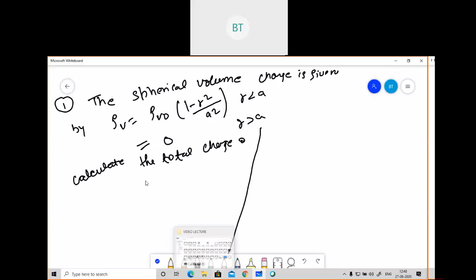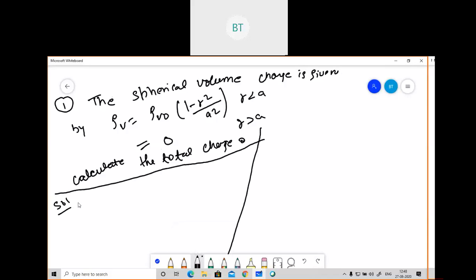See, this was a problem. Whenever you get a problem based on line charge or surface charge, just apply the formula. What formula have we learned? Q equals the integral of rho v dv. If anybody has any idea in this question, can anybody suggest what to do after this step?